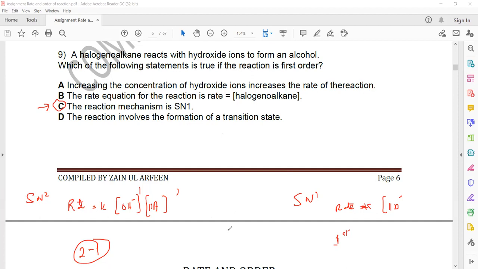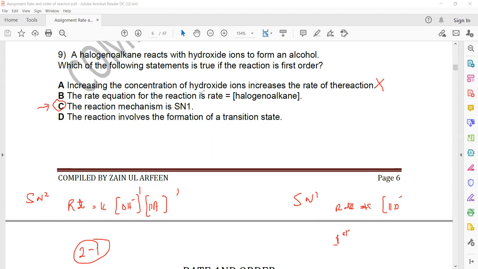And if you remember the reaction mechanism for SN1 and SN2 from AS, in an SN2 reaction the bond breaking and bond forming take place at the same time, and no intermediate is formed. So when you check the option, increasing the concentration of hydroxide ion does not affect the rate, because it is an SN1 reaction.